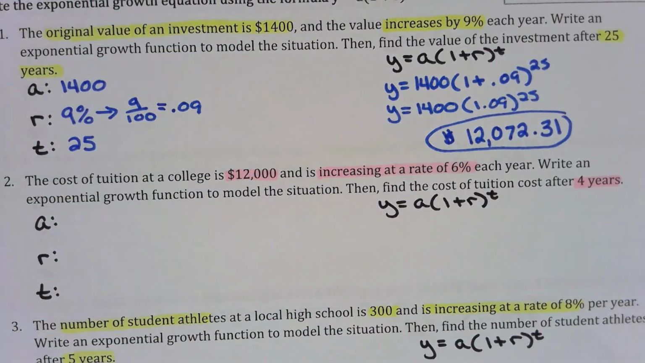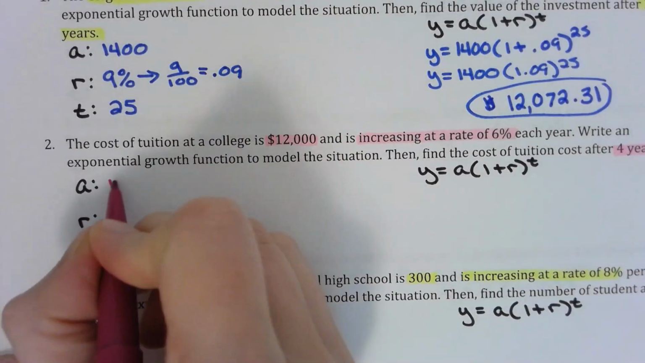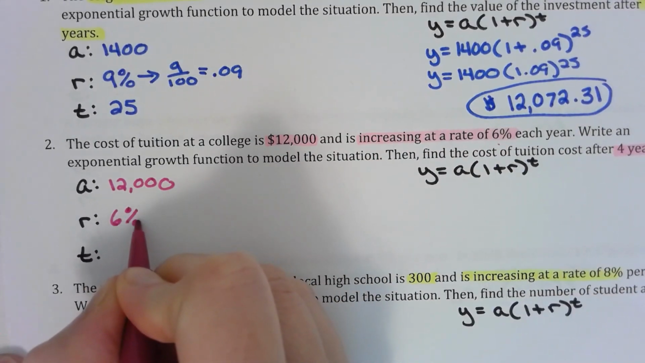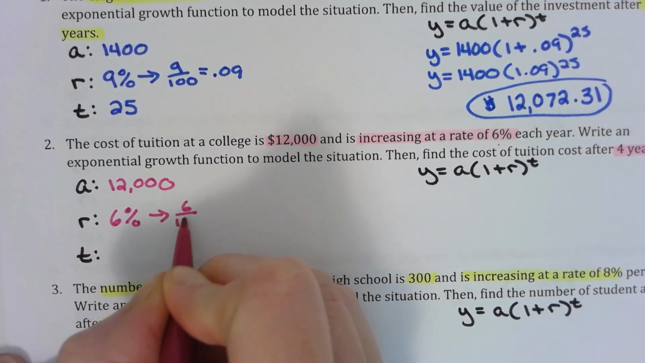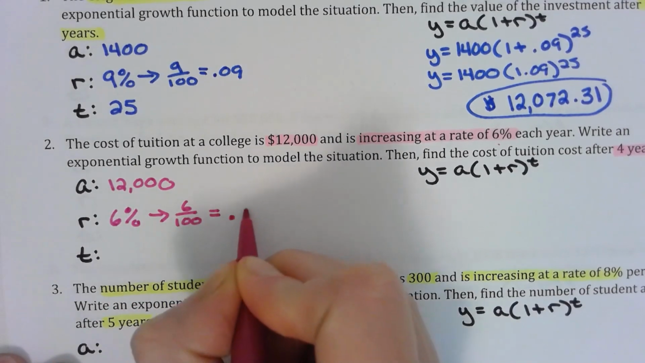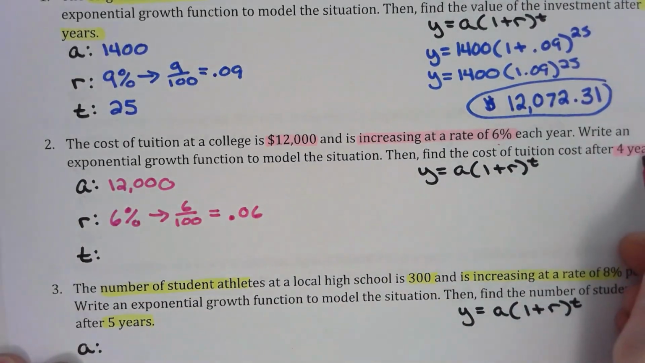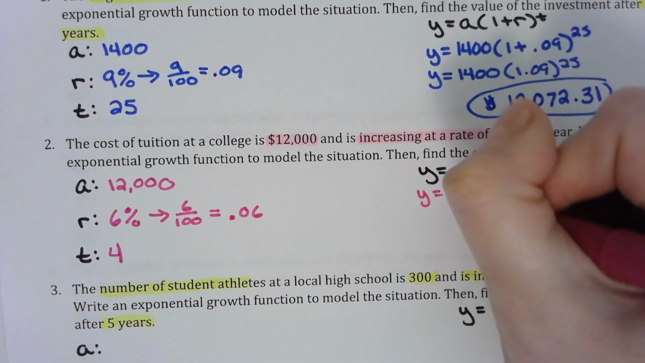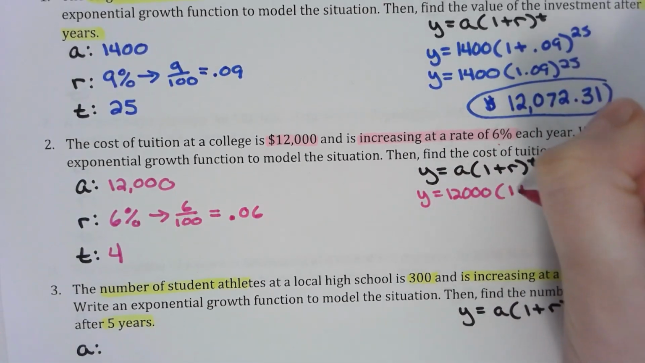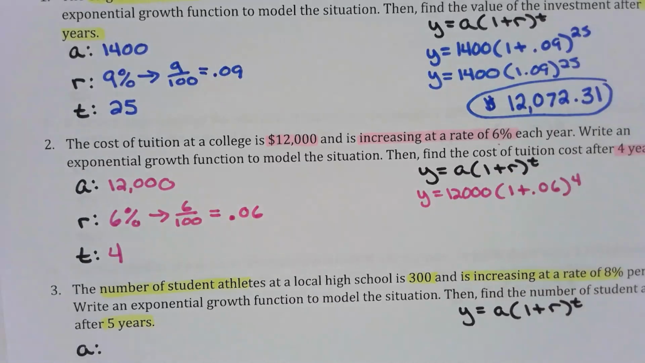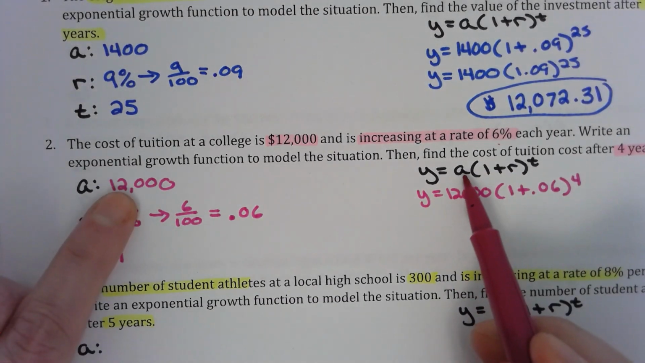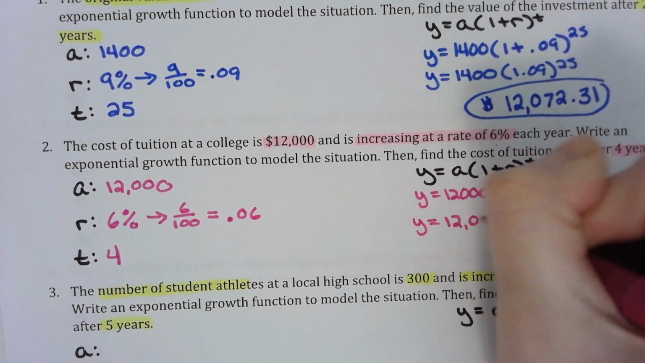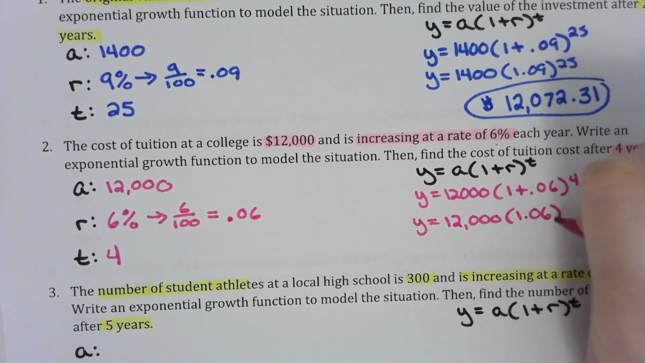Number 2. The cost of tuition at a college is $12,000. That's our beginning amount. It's increasing at 6%. So 6 divided by 100 is going to equal 0.06. T talks about the time in years, and they said 4 years. So all we've got to do is plug this in. Y equals 12,000 times 1 plus the rate, raised to the 4th power. I plugged in my A value, my R value, and my T value. So Y is equal to 12,000 times 1.06 to the 4th power.